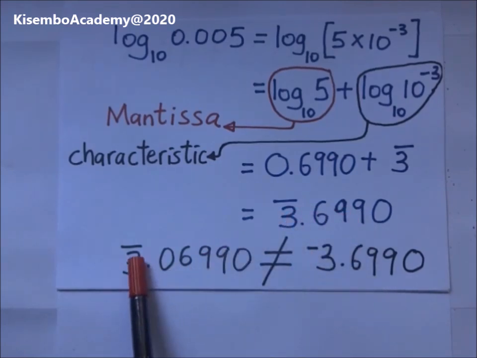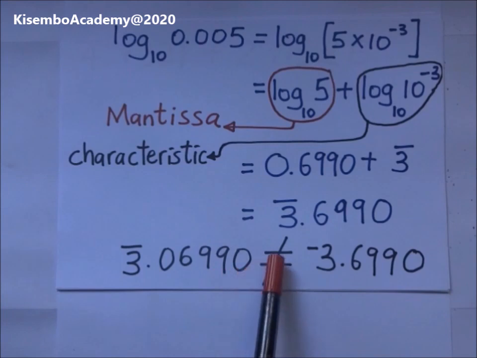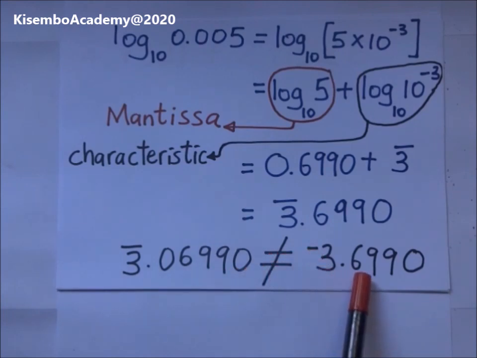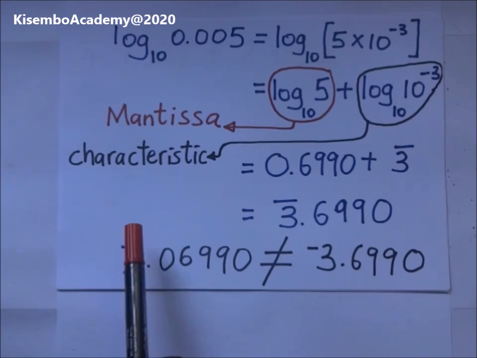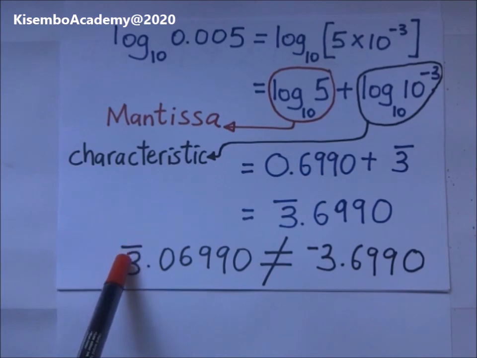So negative bar 3.0699 is not the same as negative 3.6990. These are different. This negative means that it affects the whole term, the whole number. But when we say 3 and you just put the negative on top, which I'll call 3 bar, it means that this negative only affects that number 3. We'll use more illustrations to make this clearer.